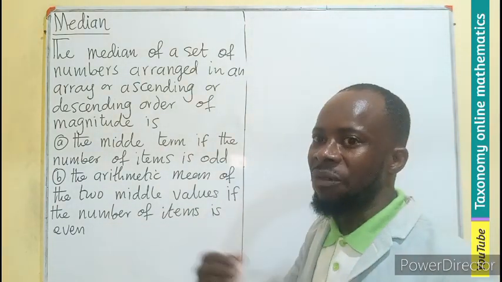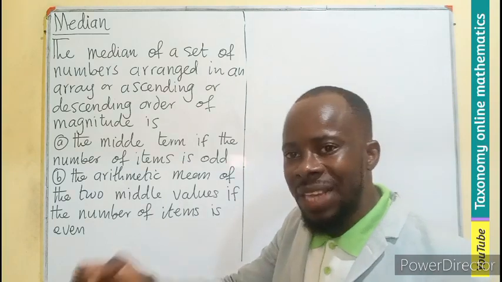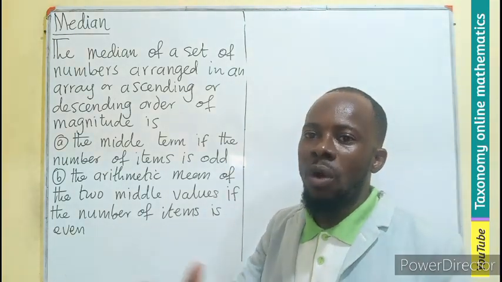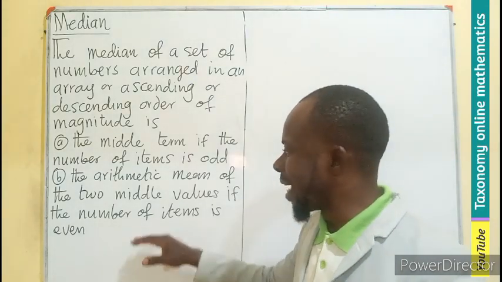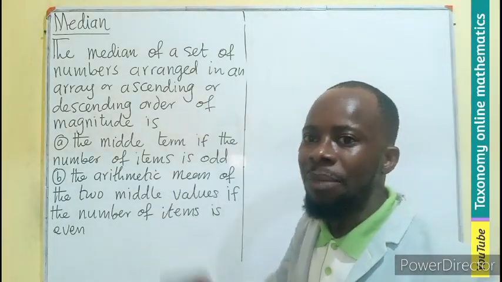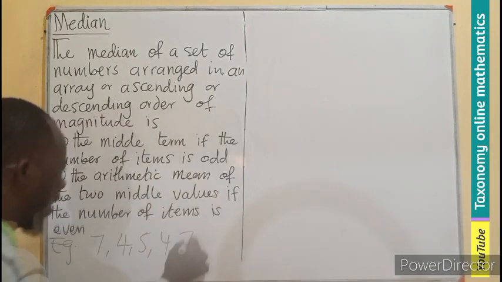So it means that before we can find a median, there are some data given to us that are odd numbers, as in the entries, odd numbers. Then there are some also that are even numbers. Let's see an example.